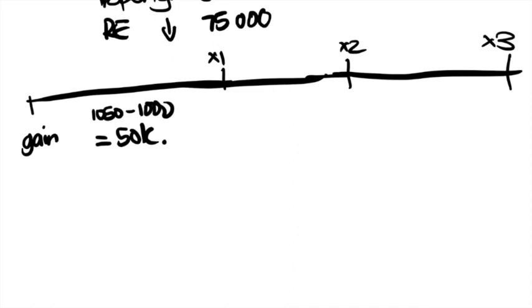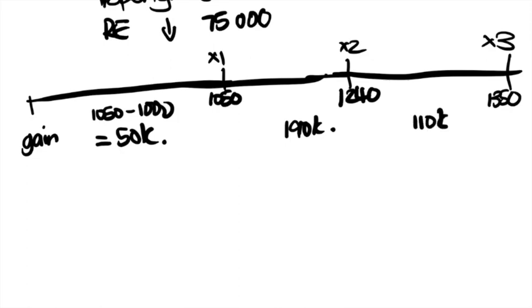Okay, the next year, it goes from 1050, and the property goes up to 1240. So that gives us a gain of 190k. And then at the end of X3, the property value goes up to 1350. So that gives us a gain of 110,000. So those are the gains that we expect.